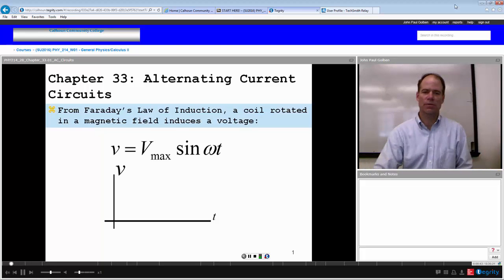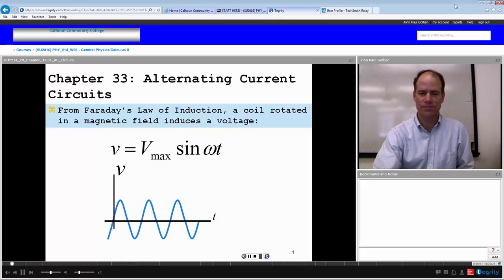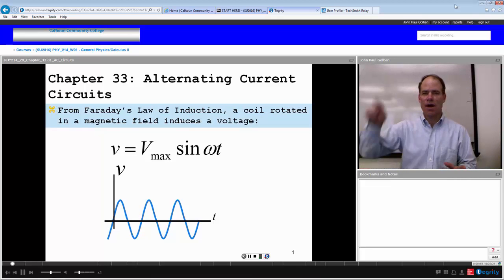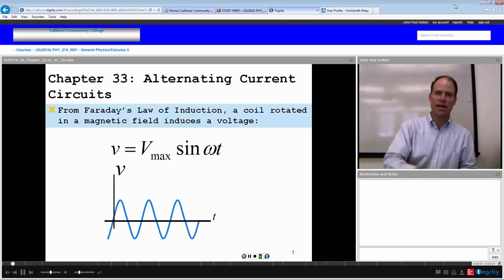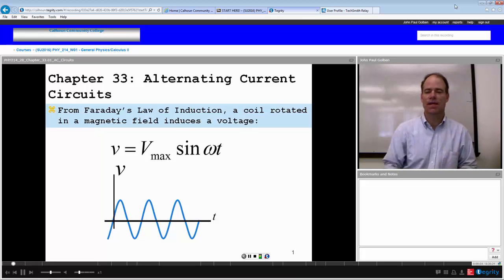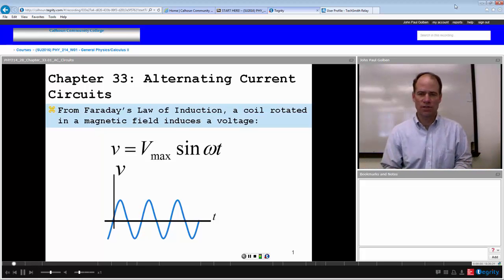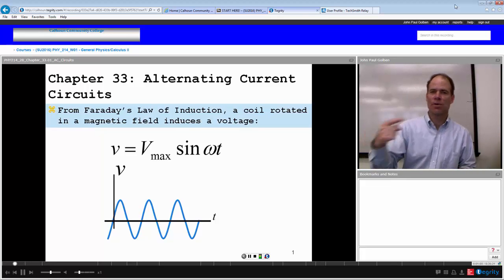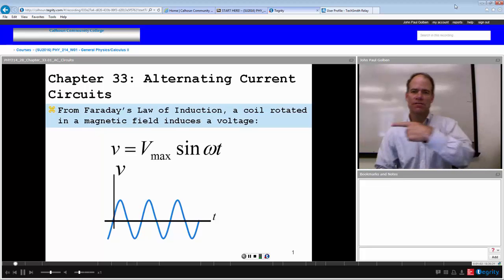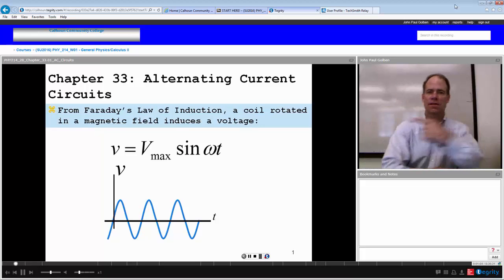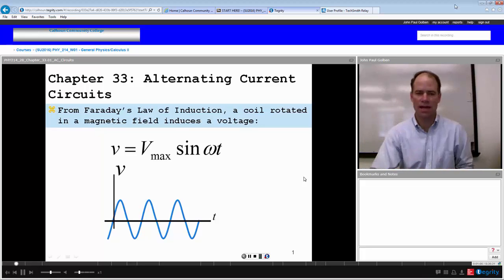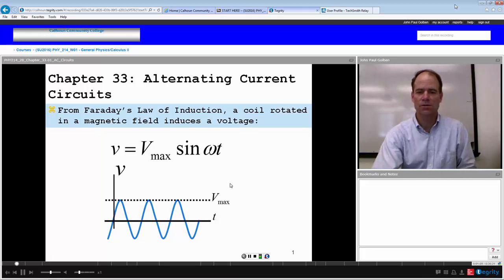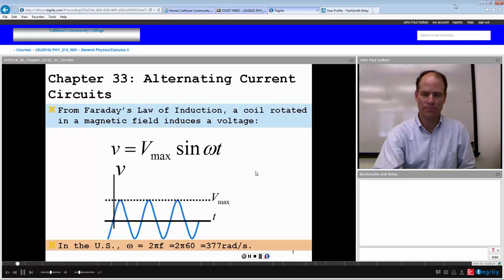So basically we end up with a voltage that is varying sinusoidally. Hence it is going positive, negative, positive, negative, positive, negative. And the current that results from that is also going sinusoidally as well. So it's going positive in one direction, negative in the other direction, positive, negative, and so forth. So it's going to vary between a maximum value in a sinusoidal way.